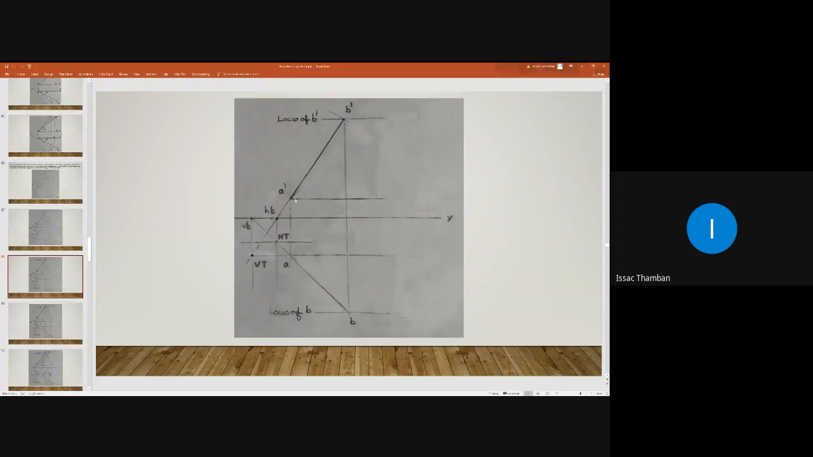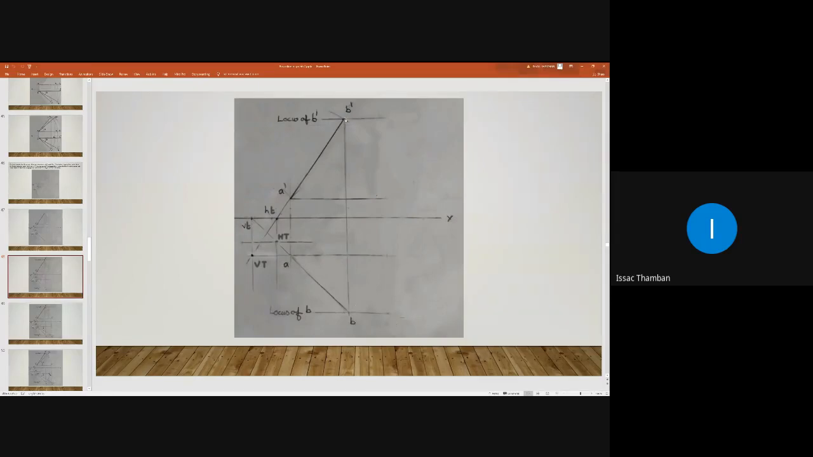Okay, so we obtained the elevation of line AB. Here we have A dash, here we have B dash. Then we have to complete the plan. Here you haven't obtained the position of B. How will you obtain B? Through point B dash, you erect a vertical projector like this. And this projector line will intersect this inclined line at a point, and that is our small b.